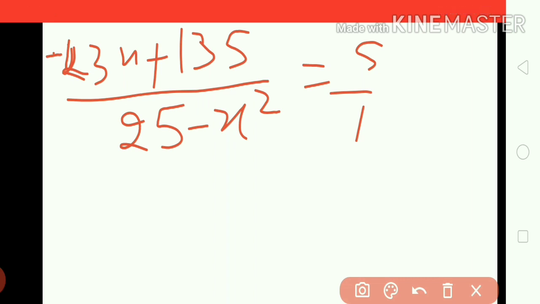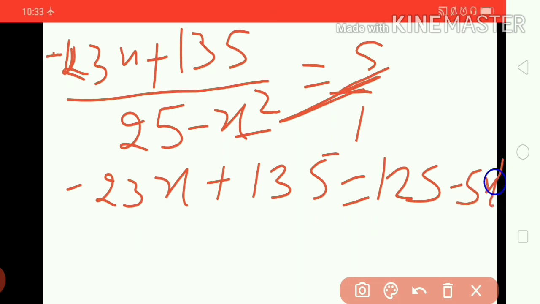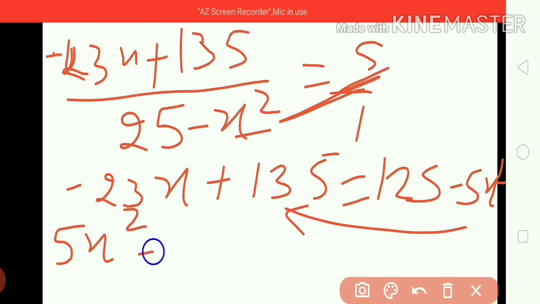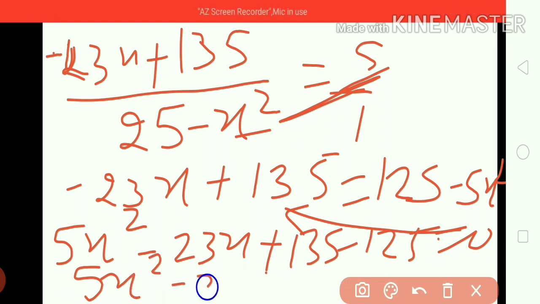Let us do the cross multiplication. This will become minus 23x plus 135 equal to, multiply 25 with 5, we will get 125. Multiply 5 with minus x square, we will get minus 5x square, right? So let us solve. Take these to the left hand side, we will get positive 5x square minus 23x plus 135 minus 125 equal to 0. Now the equation becomes 5x square minus 23x plus 10, right?